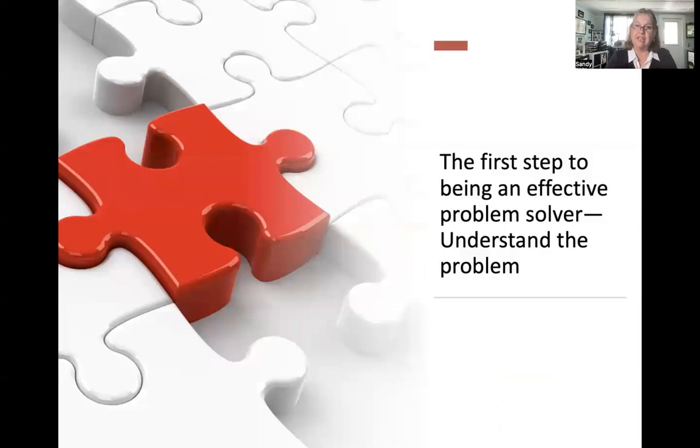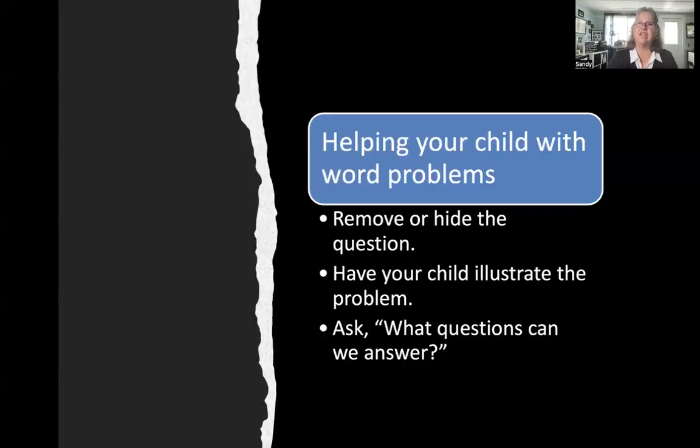So the first step to being an effective problem solver or solving word problems is understand the problem. We want to make sure we understand it, and then that we do answer the question that's asked, but understand there could be more than one question. So this first idea, when you're helping your child with word problems, remove or hide the question. Don't even let that be the focus, because when that's the focus, the child's energy all goes towards getting an answer, and they skip that most important part of understanding the problem.